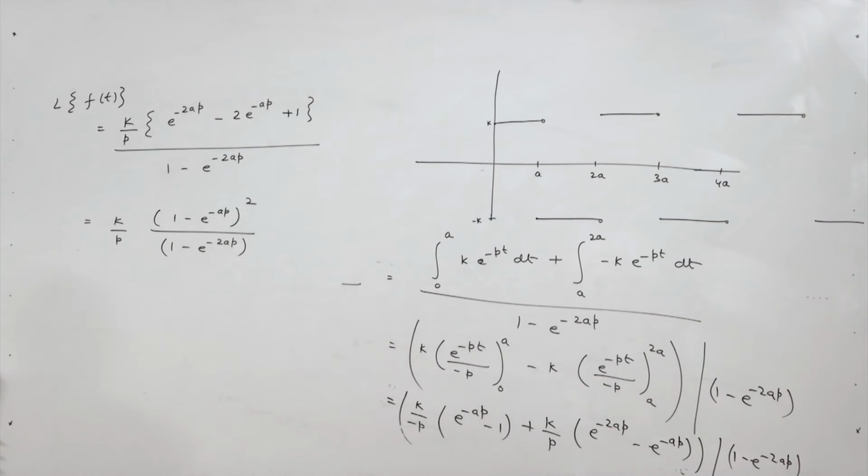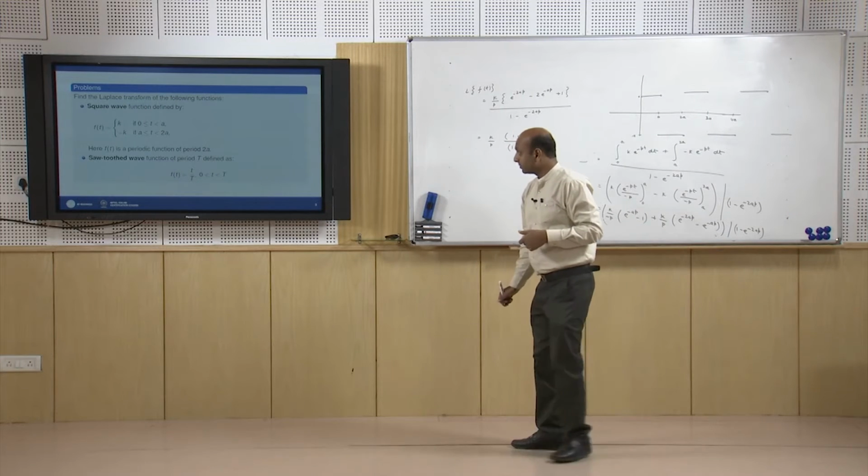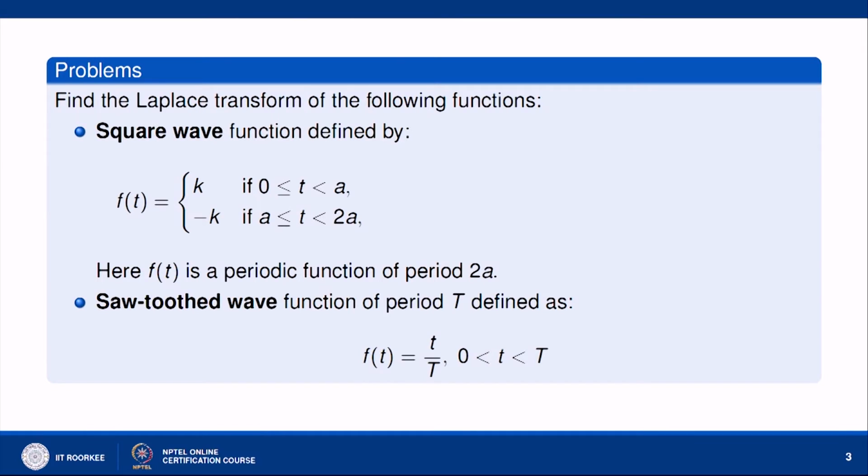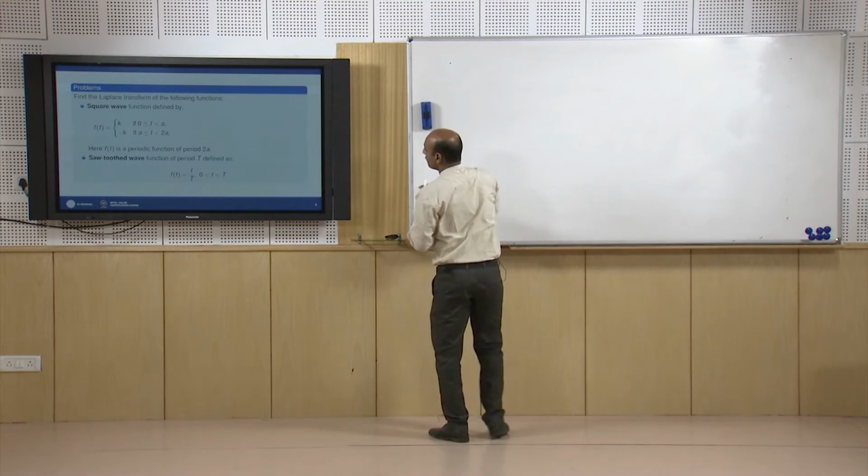Okay. So, this will be the final expression. Now, the second problem, we call it sawtooth wave function, which is defined like this. Now, what is the shape of this function? Let us see. It has a period capital T. Okay. So, what is the shape of this function? The function is defined like this.